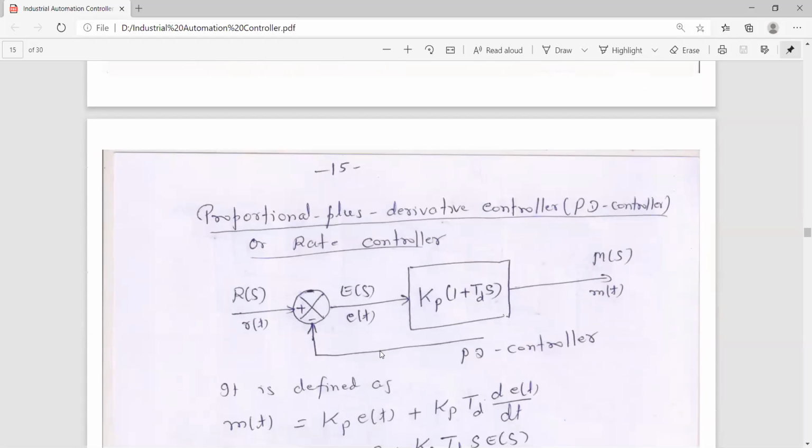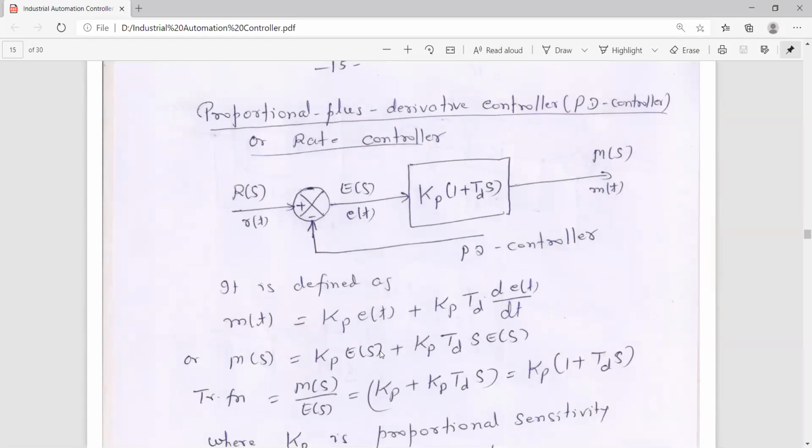Then the proportional plus derivative controller, the PD controller. In this case, this is also known as rate control, because the output is proportional to the rate of change of error. So that's why this is also known as a rate controller.